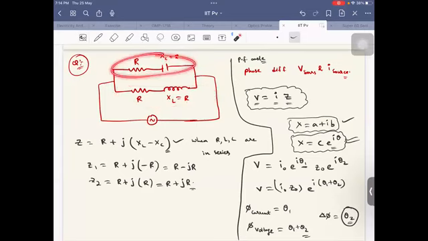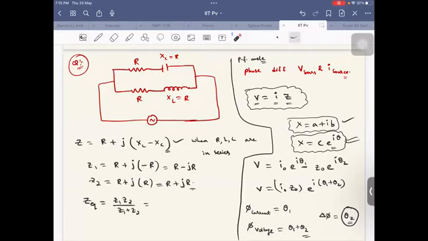These two impedances are connected in parallel. So just like resistors, when two resistors are connected in parallel, what is the R equivalent you are going to write? R1 R2 by R1 plus R2, or 1 by R equal to 1 by R1 plus 1 by R2. Similarly here also Z equivalent is nothing but Z1 Z2 by Z1 plus Z2.